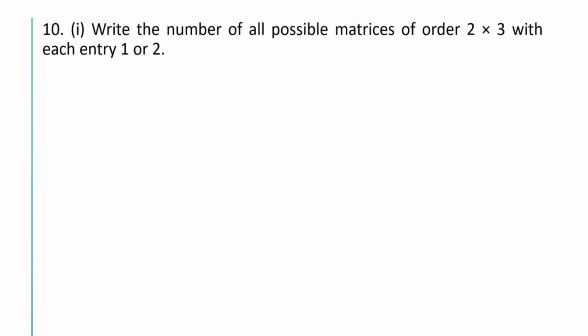Next question, write the number of all possible matrices of order 2 by 3 with each entry 1 or 2. So here we have to use the fundamental principle of counting. When we take a 2 by 3 matrix, it has got 2 rows and 3 columns. It means the total number of elements in a 2 by 3 matrix is 6. So here we can have 2 ways, that is 1 or 2.